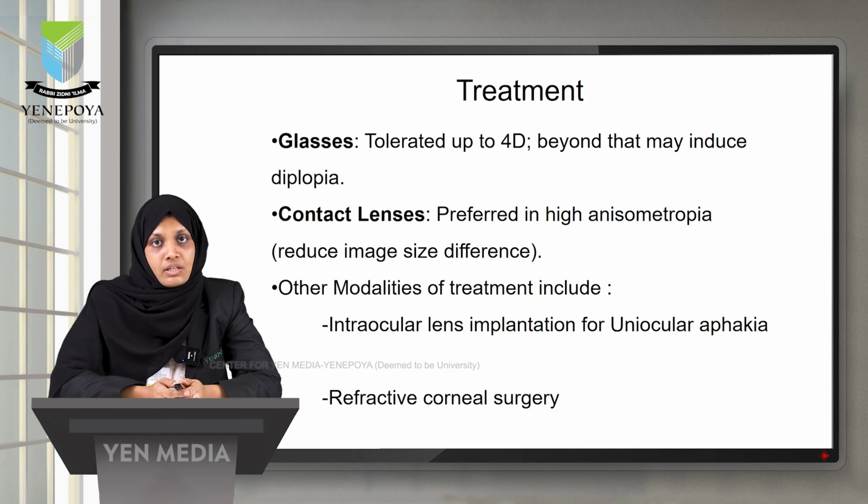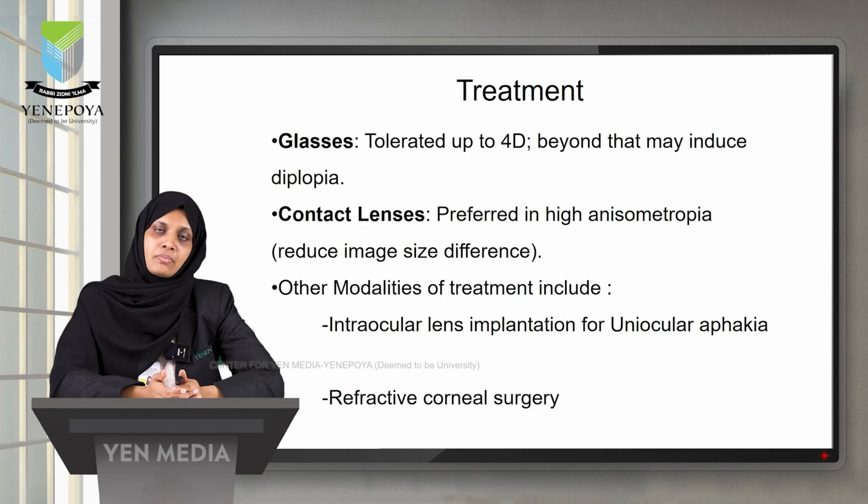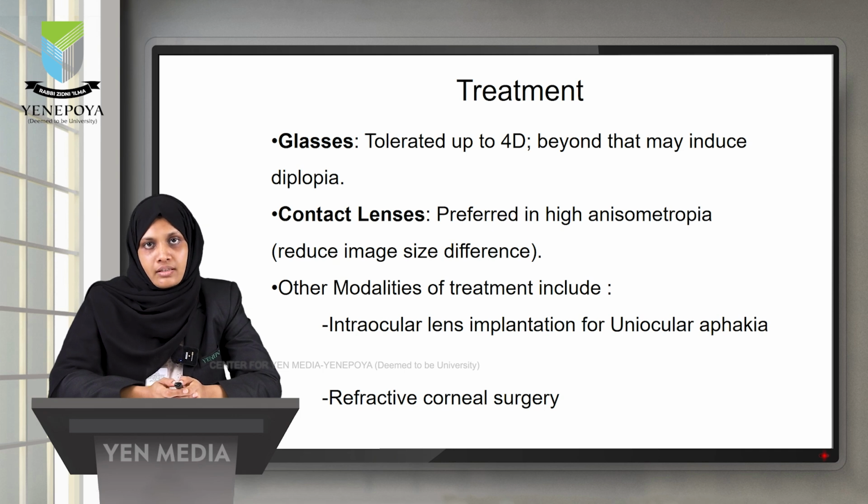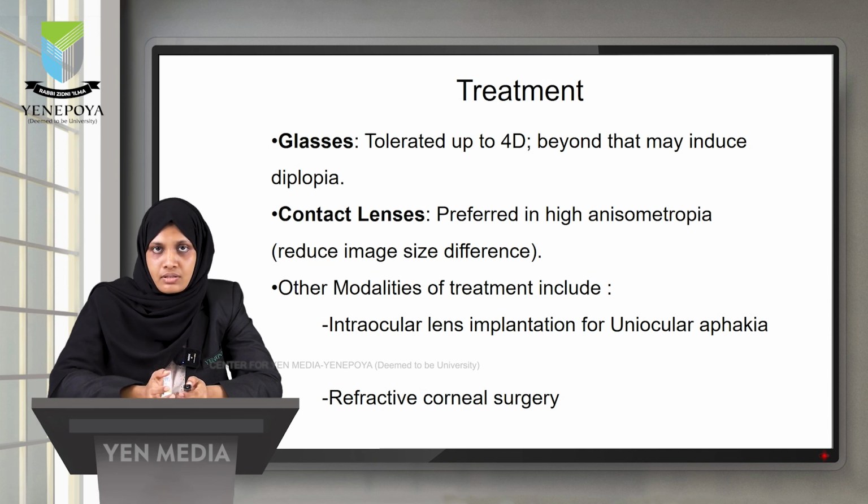Next we move into the treatment options. Treatment options are based on the degree of anisometropia. Glasses are tolerated up to 4 diopter, and contact lens is preferred in high anisometropic cases. Other treatment modalities are intraocular lens implantation and refractive corneal surgery.